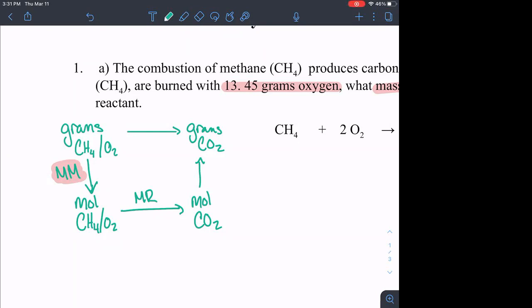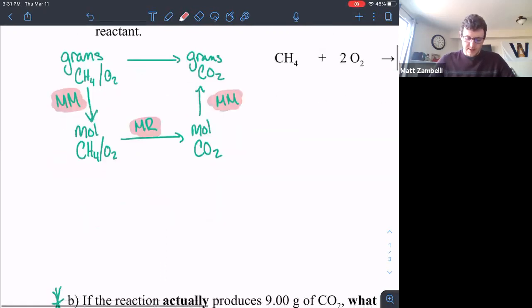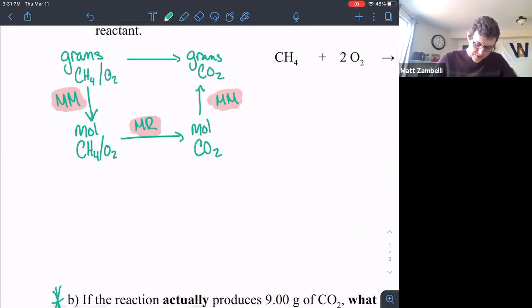What do we have to use to get from moles to grams of CO2? The molar mass. Awesome. So we're going to use the molar mass over here. All right, so we have a molar mass, a mole ratio, and another molar mass. Somebody tell me one of the molar masses we need to figure out. CH4. We need to find the molar mass of methane. So let's do that one first.